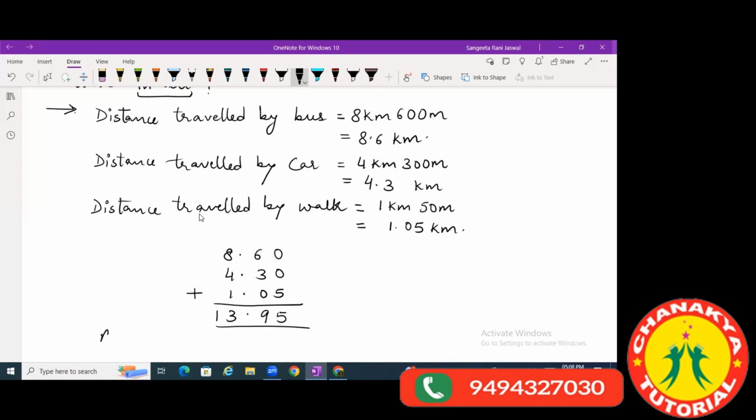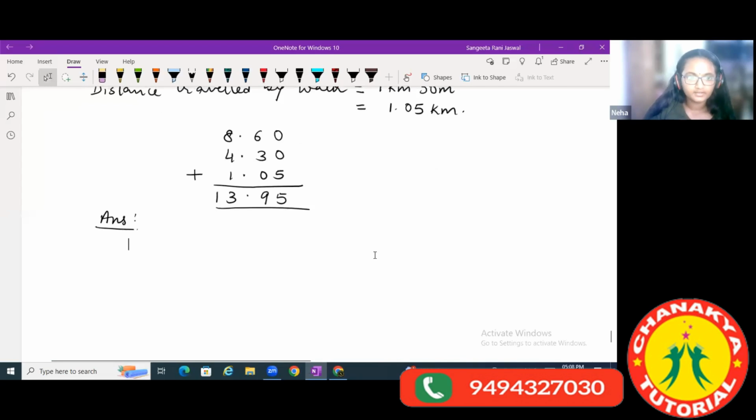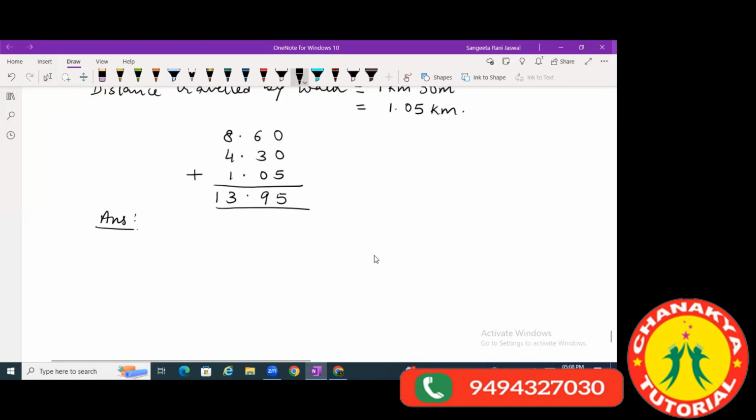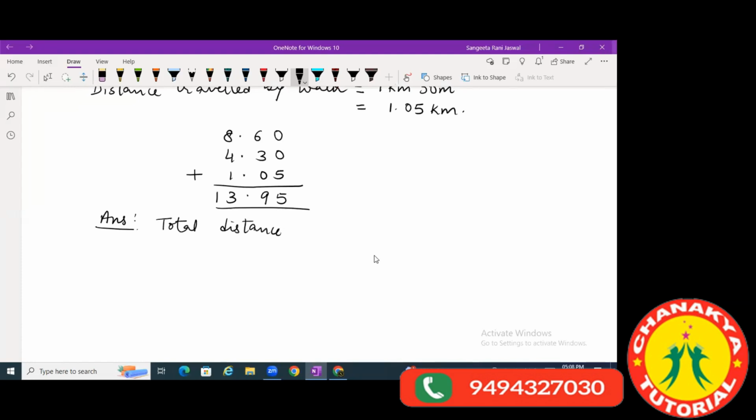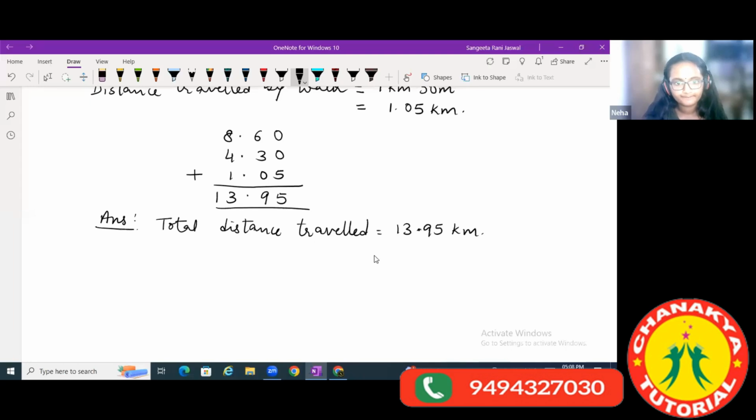Yes, ma'am. So, what will be your answer, Neha? How will you write the answer statement? Ma'am, total distance traveled by Kuldeep is equal to 13.95. So, I will write total distance traveled is equal to 13.95 kilometers. Okay. Right, children? Yes, ma'am. Okay.